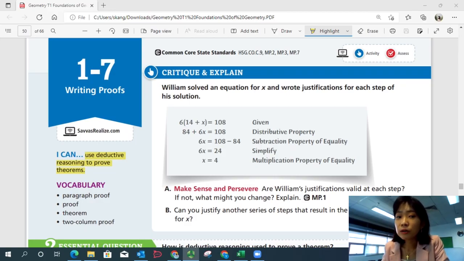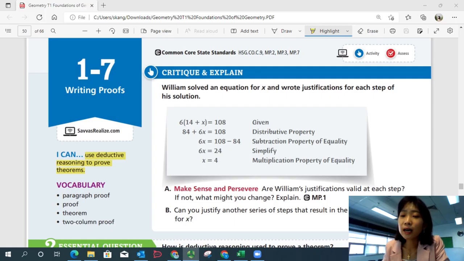We know conditional statements and facts and postulates. What are theorems and what is a proof and how do we write them? Let's start with critique and explain. William solved an equation for x and wrote justifications for each step of his solution. So if you look at his paper, he justified each step.